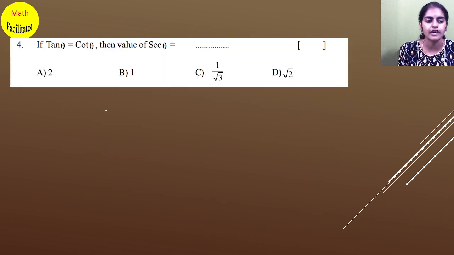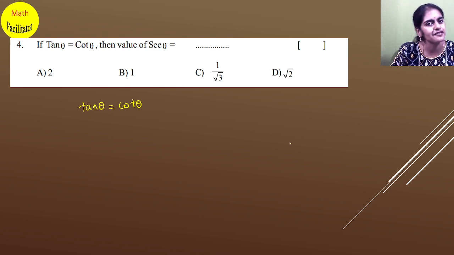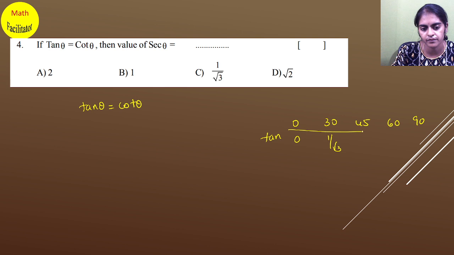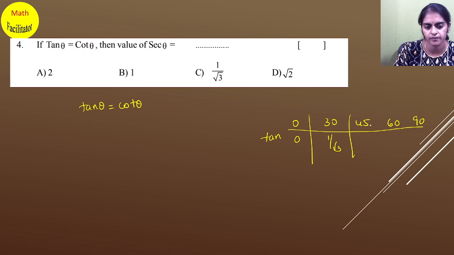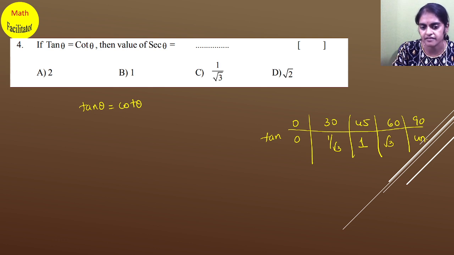If tan theta equal to cot theta, it is given that tan theta is equal to cot theta, then what is the value of secant theta? Now please let me know for which value of theta tan and cot are equal. So let me write the values. Tan 0, 30, 45, 60 and 90. Tan 0 is 0, tan 30 is 1 by root 3. Tan 45 is 1, tan 60 is root 3 and tan 90 is undefined.